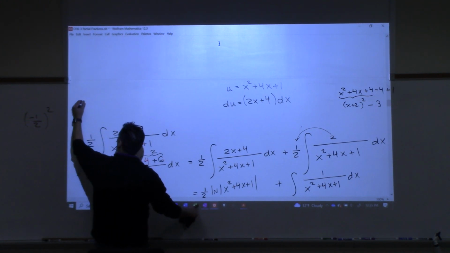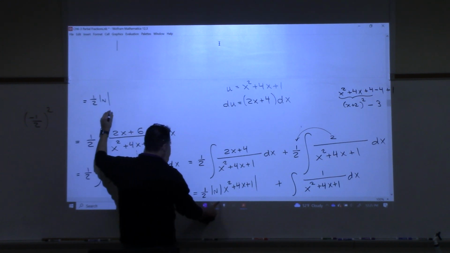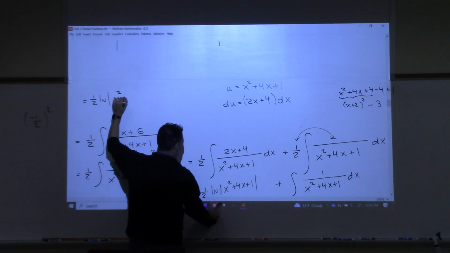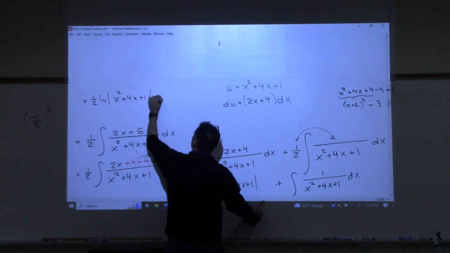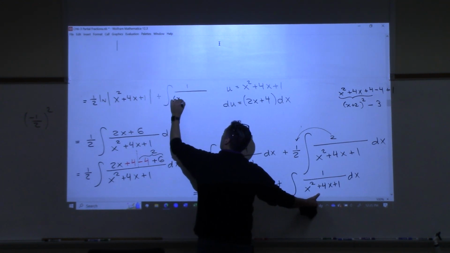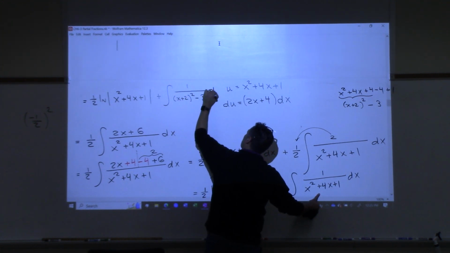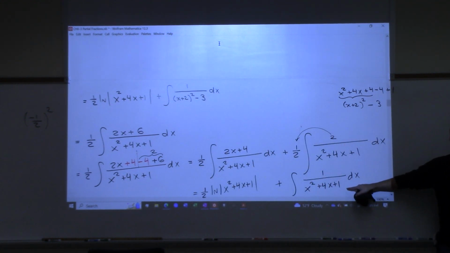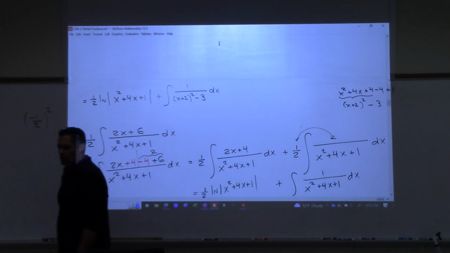This is equal to 1/2 natural log absolute value x squared plus 4x plus 1. And then plus integral, we completed the square and we got that this turns into x plus 2 squared minus 3. That's my completing of the square of this, right? And then that, what formula is that? 20? 20.